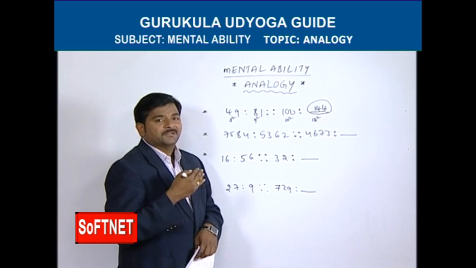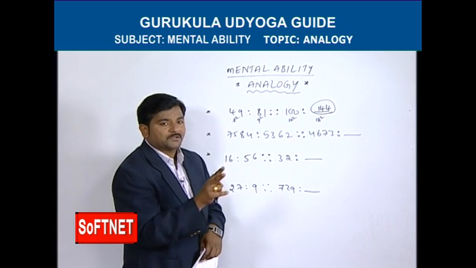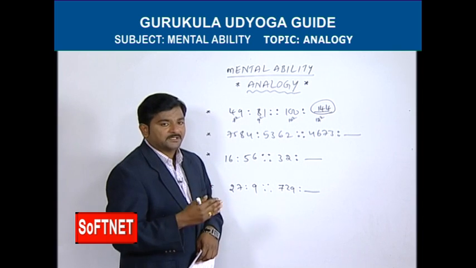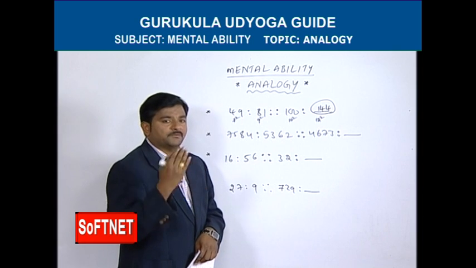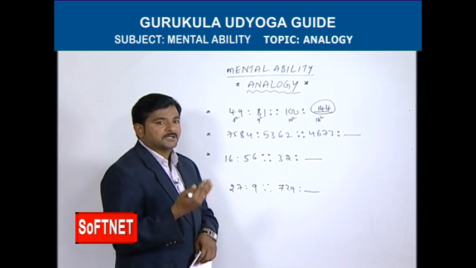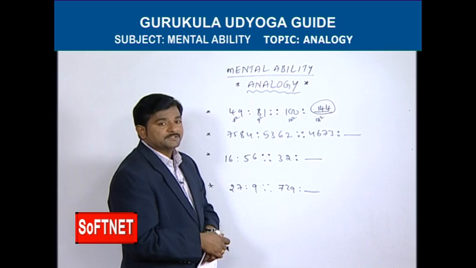7 square, 9 square, there is a gap of 2 between these two numbers. Similarly 10 square, so 12 square. To get the gap of 2 from 10, I need to take 12. So now 10 square means 100, similarly 12 square means 144.